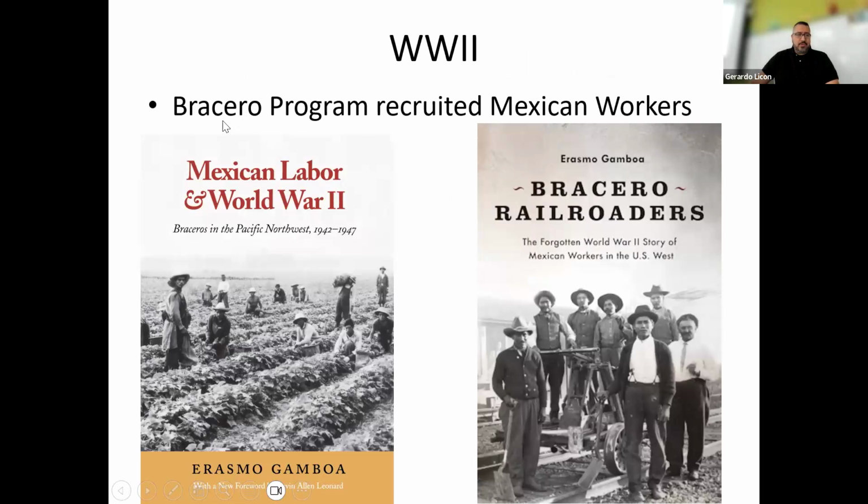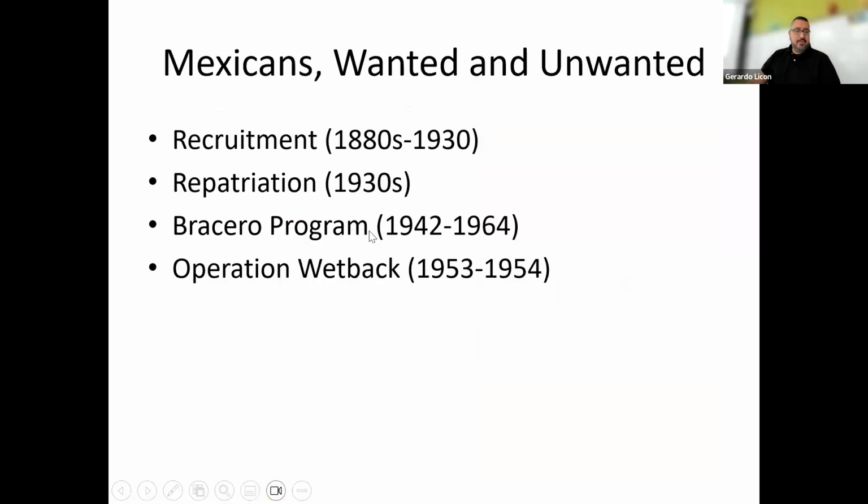So when they were recruited during World War II, it was the Bracero Program. And there are these two books by Erasmo Gamboa about this, Mexican Labor in World War II, focusing on the Northwest, and Bracero Railroaders. Basically we have here Mexican workers during the Bracero Program being recruited to work in agriculture and railroads, which are the two areas they were recruited to work in. So Gamboa is the last name, if you're curious to write about this topic in your research papers.